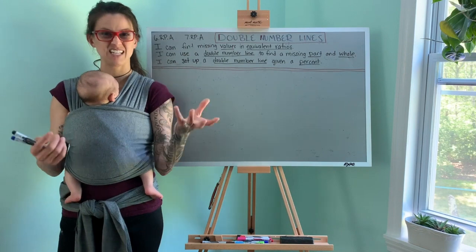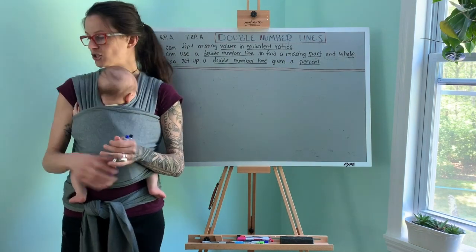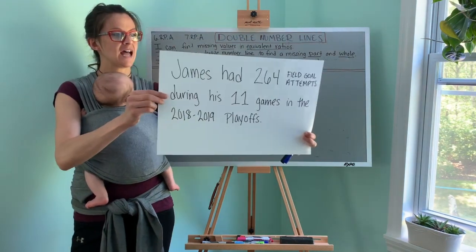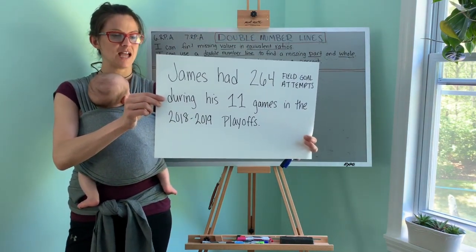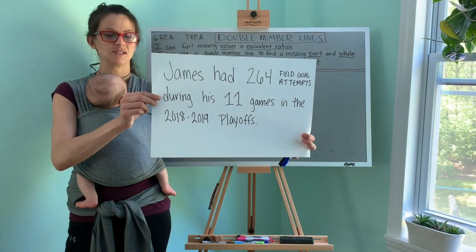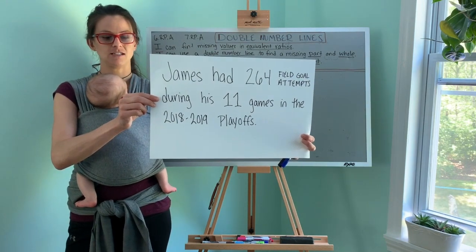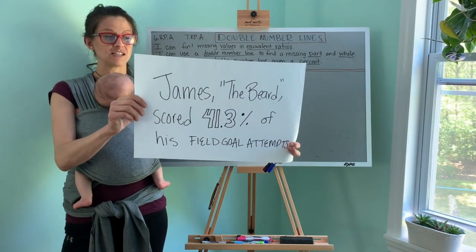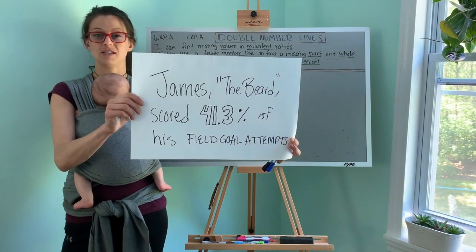We can look at some statistics from NBA.com. I chose James Harden from the Houston Rockets. James had 264 field goal attempts during his 11 games in the 2018-2019 playoffs. James Harden scored on 41 3/10% of his field goal attempts.